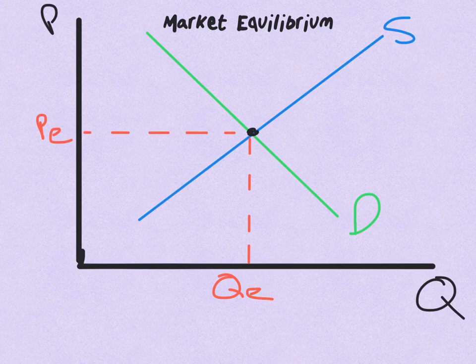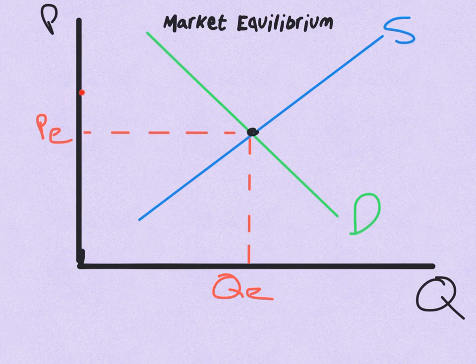Finally, we say if no interference in the market occurs, for example by the government or any other agency, then eventually a price will settle at a level whereby your quantity supplied will equal your quantity demanded. At this point, there is no tendency to move in the market. We say that the market is in equilibrium.